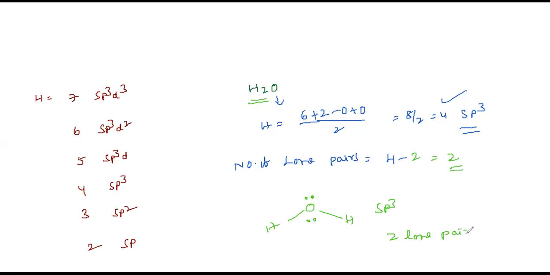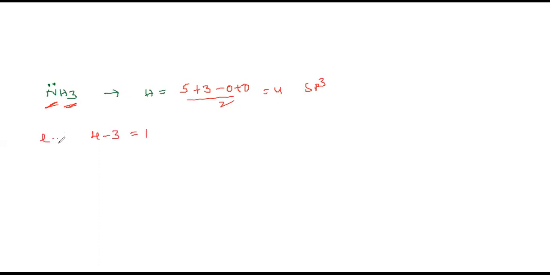For example, if you have to find out NH3, generally 1 lone pair is there. Hybridization equal to the group number of nitrogen, the 5th group, plus number of monovalents, 3, minus 0 plus 0, by 2. That is 4, sp3. Number of lone pairs is 4 minus the number of surrounding elements, 3. That is 1 lone pair.